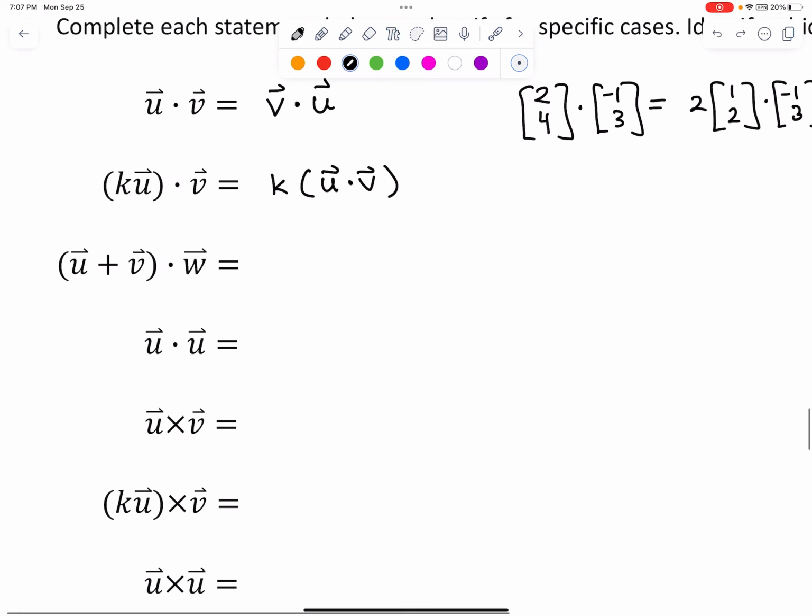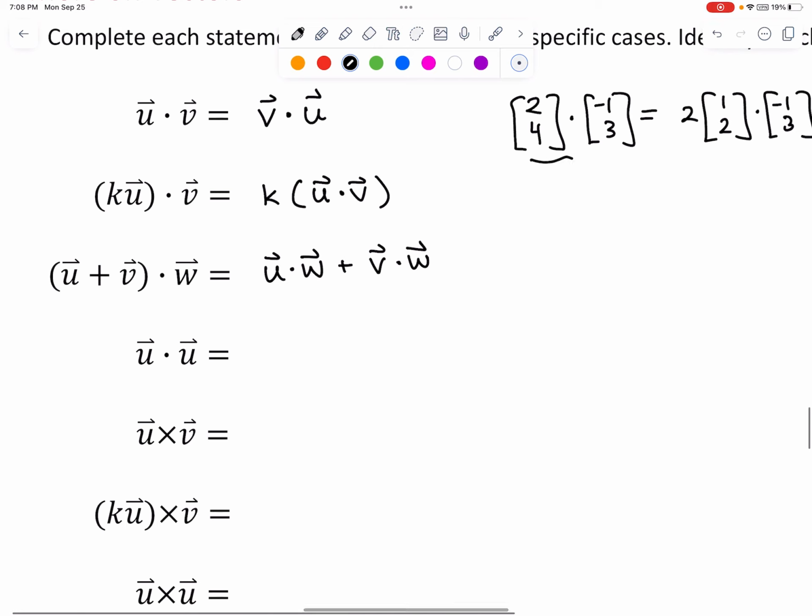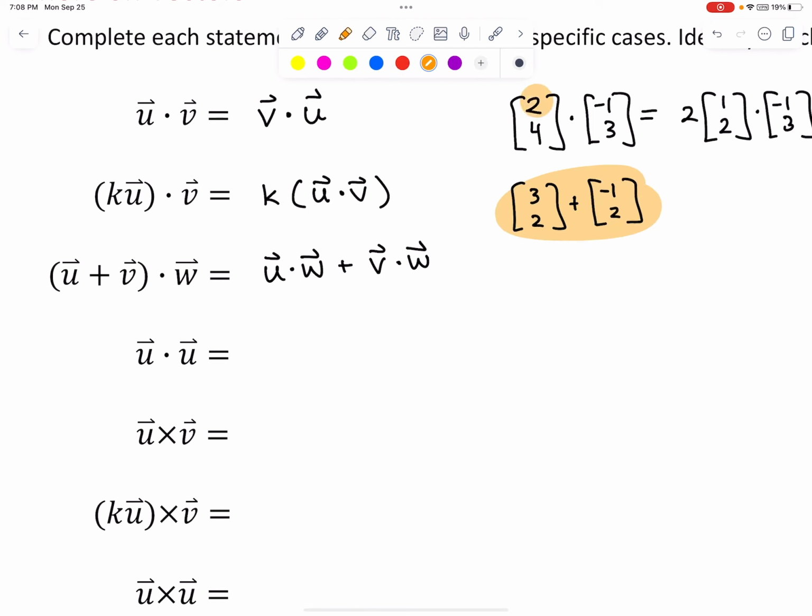be 10 still. If you have a sum of vectors and then you dot that with another vector, the dot product effectively distributes. So you would have u dot w and then add v dot w. We can demonstrate this with this example right here by decomposing the vector on the left. Let's say the vector on the left is decomposed into a sum of two other vectors. And let's just pick those vectors, let's say 3, 2, and then the other one would have to be negative 1, 2. So I'm imagining two vectors that when you add them together, make this vector.